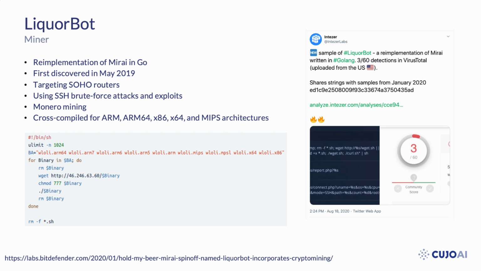LiquorBot is basically a re-implementation of Mirai in Go. It was first discovered in May 2019, and basically it was targeting small office home routers. One of the initial vectors was brute forcing SSH logins, but it also had the capability to install a Monero mining software. LiquorBot is also cross-compiled for ARM, x86, x64, and MIPS architectures as well.